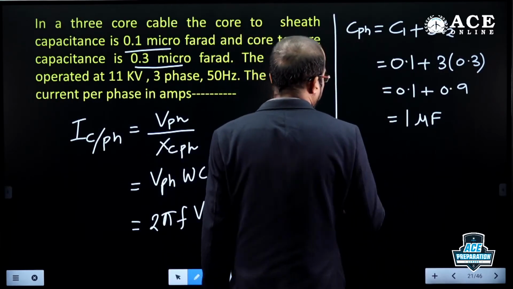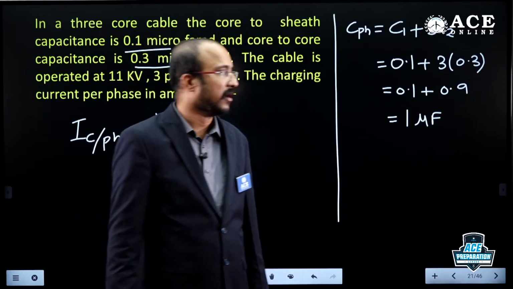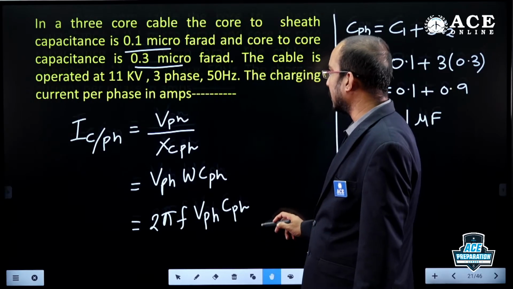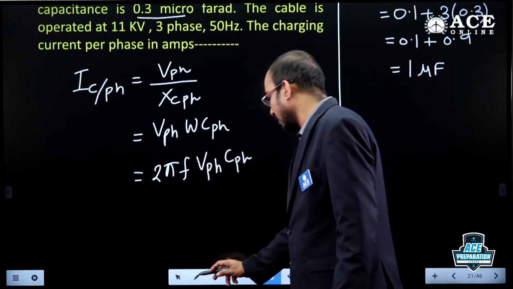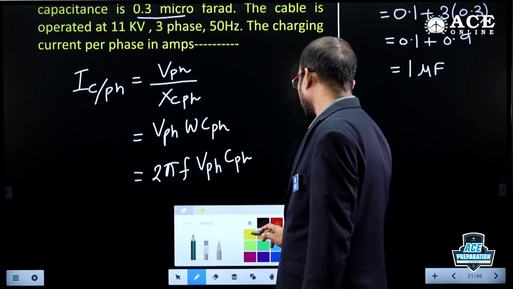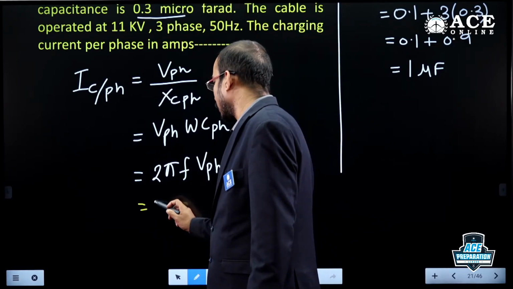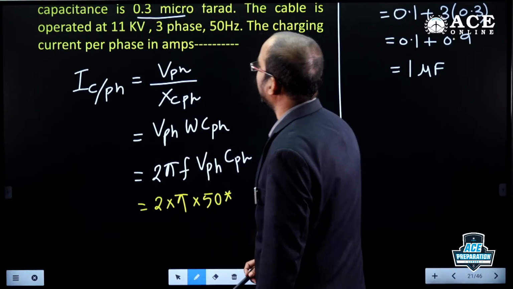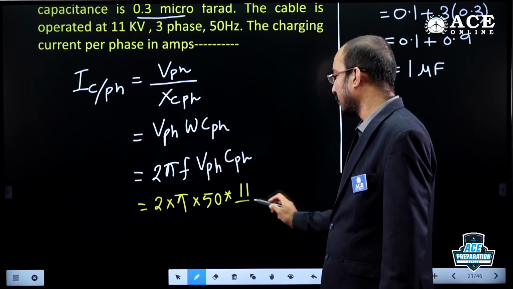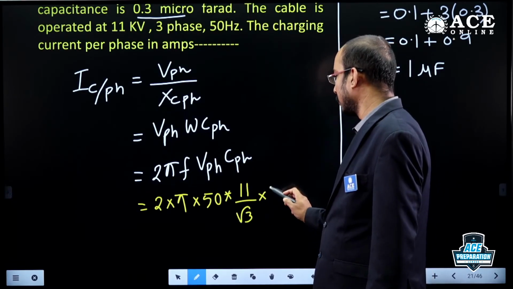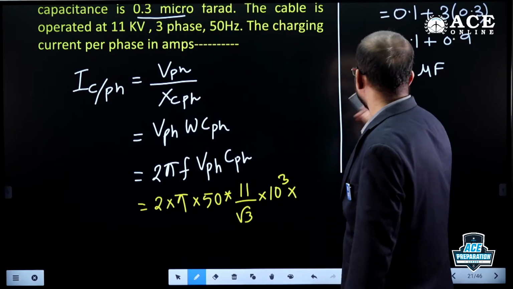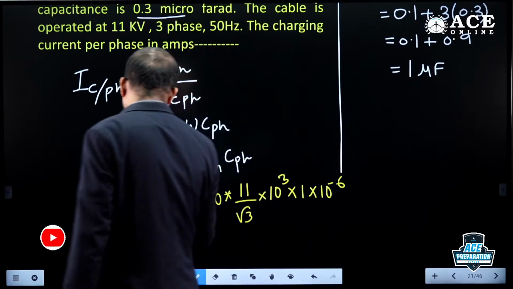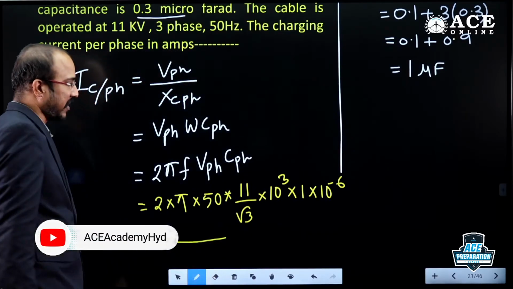Once you know this capacitance per phase, can we calculate the charging current per phase or not? Yes, we can calculate here. If you substitute the values, that is equal to 2 into pi into 50 into phase voltage. 11 kV is the line voltage, so 11 by root 3 into 10 power 3, into capacitance per phase 1 microfarad, 1 into 10 power minus 6. If you simplify this, you will get the charging current per phase.